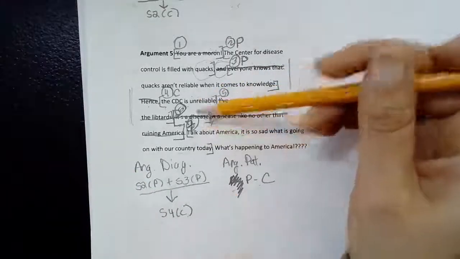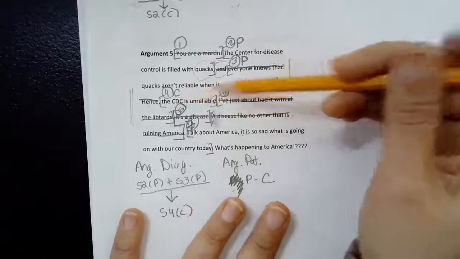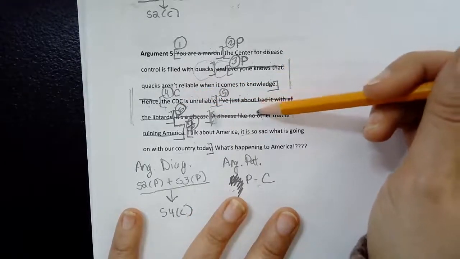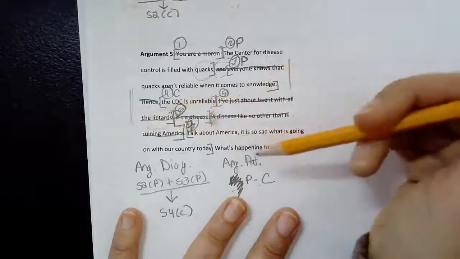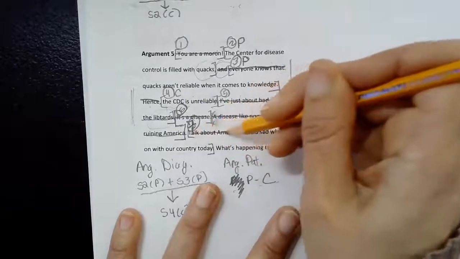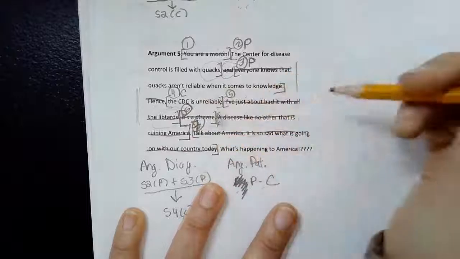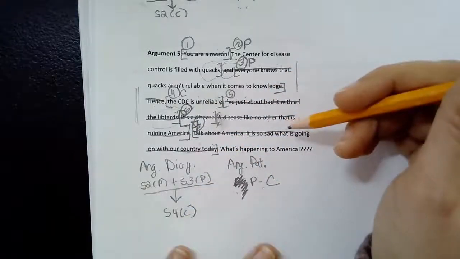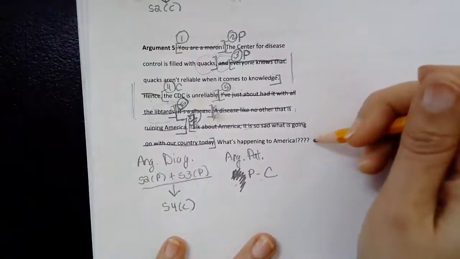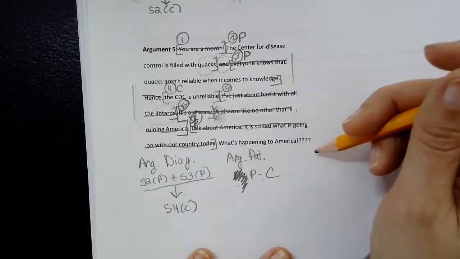None of this has anything to do with showing that the CDC is unreliable. And instead, he's talking about some group of people and the way they think. Now he's giving more of his contextual information, venting, so we're just going to cross that out. So take all that out. And then what's happening to America? And then we've got exclamation, question, question, question.